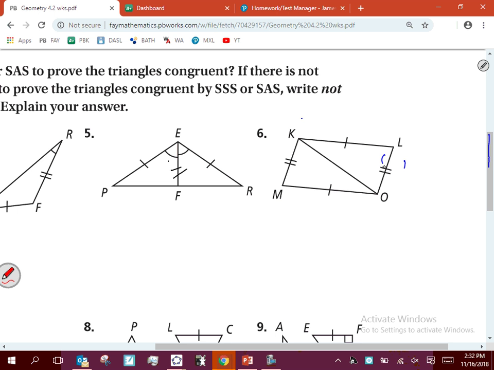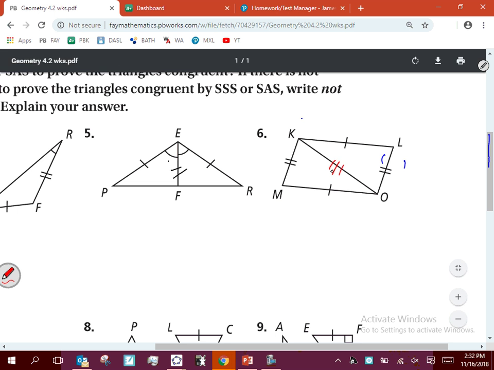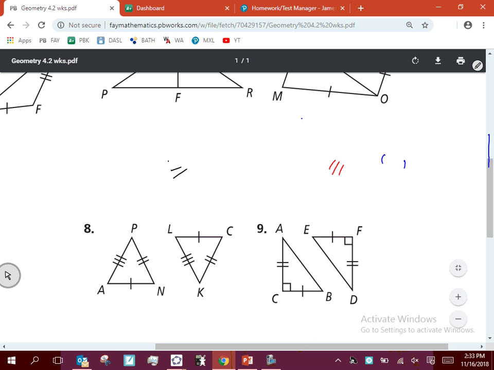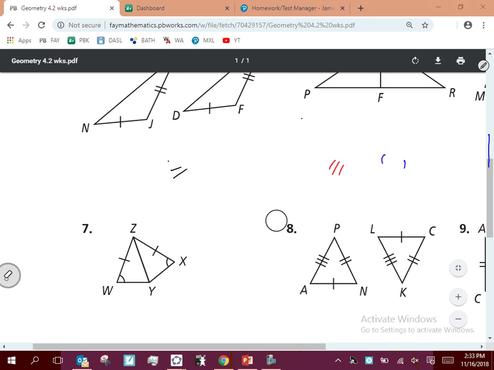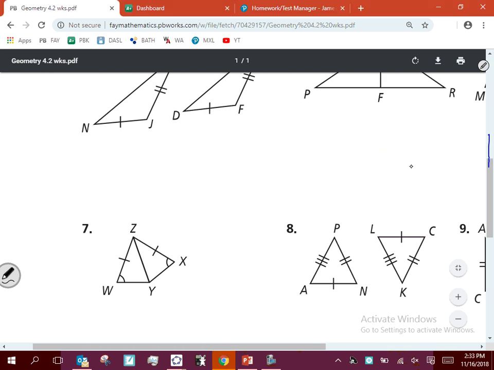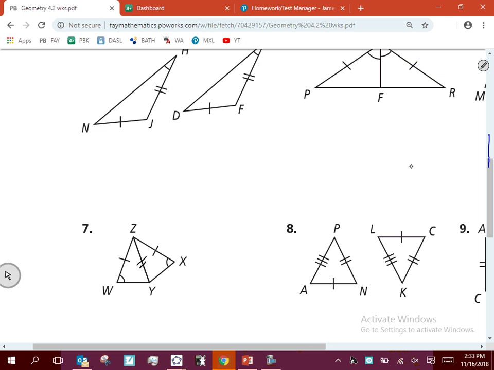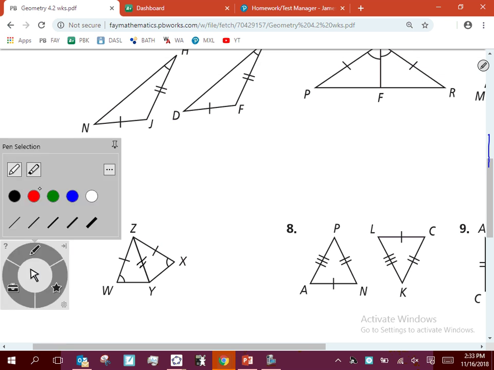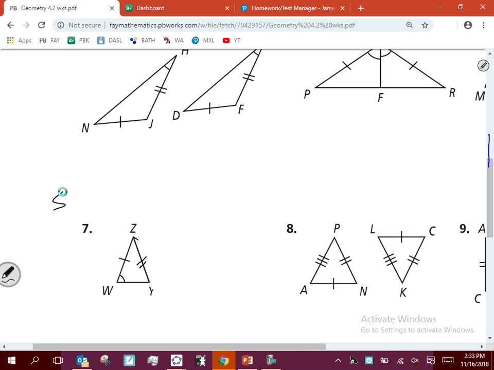We have the reflexive property again. Two triangles congruent by side, side, side. Number seven. Drawing the information that we know. We know DY is congruent to ZY. If I look at those, what's the ordering of parts there for that triangle? Side-side-angle, right? The angle is not between our sides.